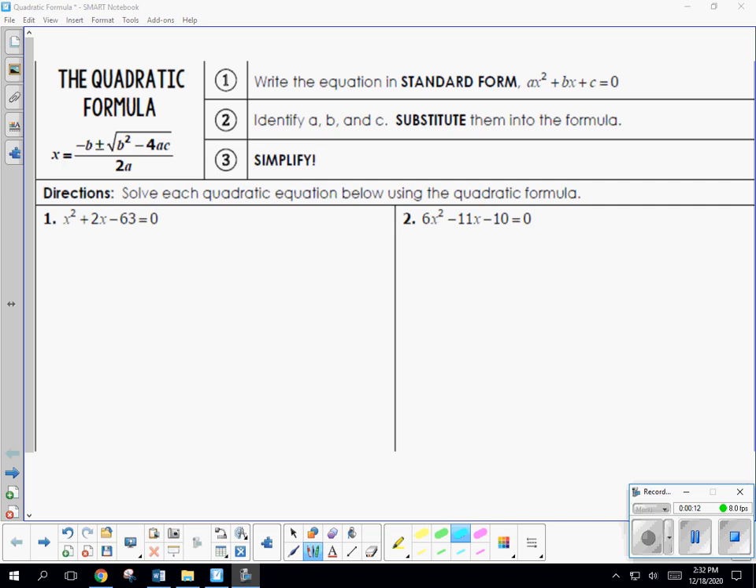of the quadratic equation. Our quadratic formula is x equals negative b plus or minus the square root of b squared minus 4 times a times c, and all of that is going to be divided by 2 times a.